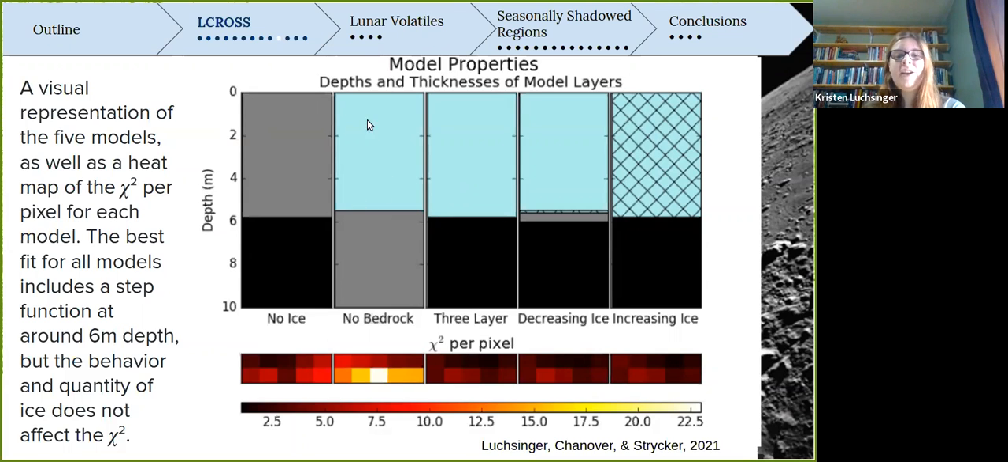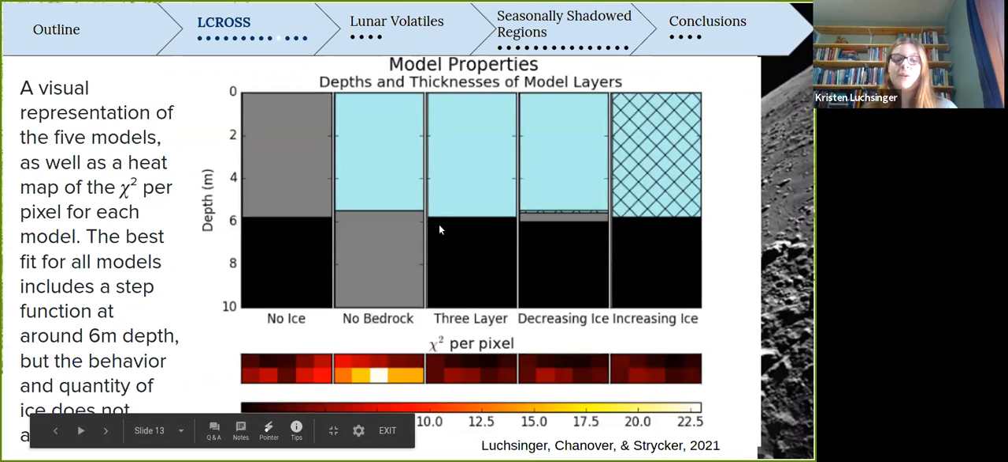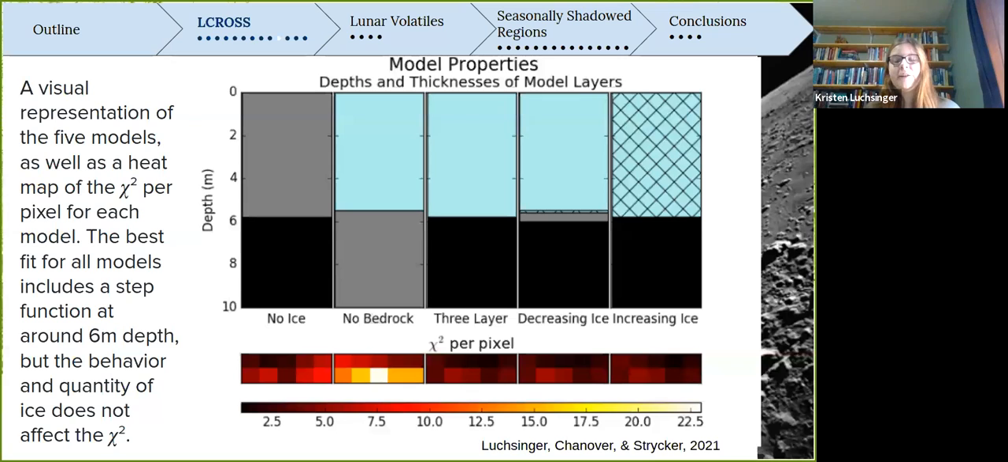So you can see the light blue corresponds to a mixed water ice and regolith layer. The gray corresponds to pure regolith. The hashed light blue corresponds to a mixing region where the water ice concentration either increases or decreases with depth. And the black corresponds to material with an albedo of 0. So I call this a bedrock layer, but it's not necessarily bedrock. It's just any sort of material with an albedo of 0. That means essentially material that was not ejected that should have been, material that was missing from the plume.